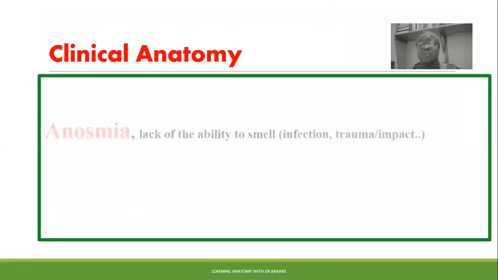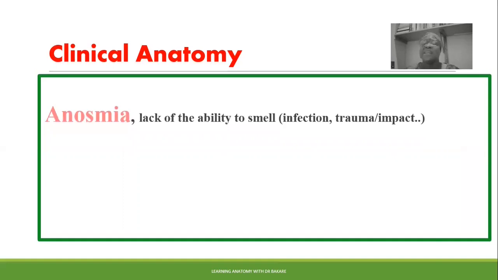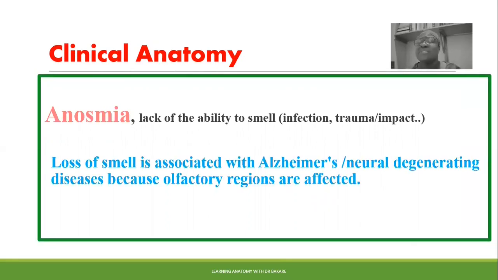The first one I want to look at is anosmia. Anosmia is the lack of the ability to perceive smell. When you lose the ability to smell, this is referred to as anosmia. And this can occur as a result of infection or maybe trauma, when you have an accident or injury that, of course, affects different structures of the olfactory system. Alzheimer's or other neurodegenerative diseases have been linked to loss of smell. This is because the olfactory regions are affected when these diseases occur.